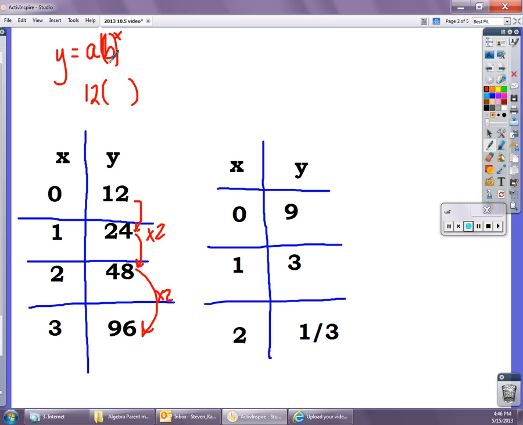And then times, this is what we call the growth factor. So what's happening every time? Well, you're multiplying by 2. So this number is 2 to the x power. And this is the exponential. And just to check it, if you go ahead and plug in some of these x's and solve it, you're going to end up getting the y. So if you plug in a 1, 2 to the first power is 2, times 12 is 24. So this equation you could prove works for these.